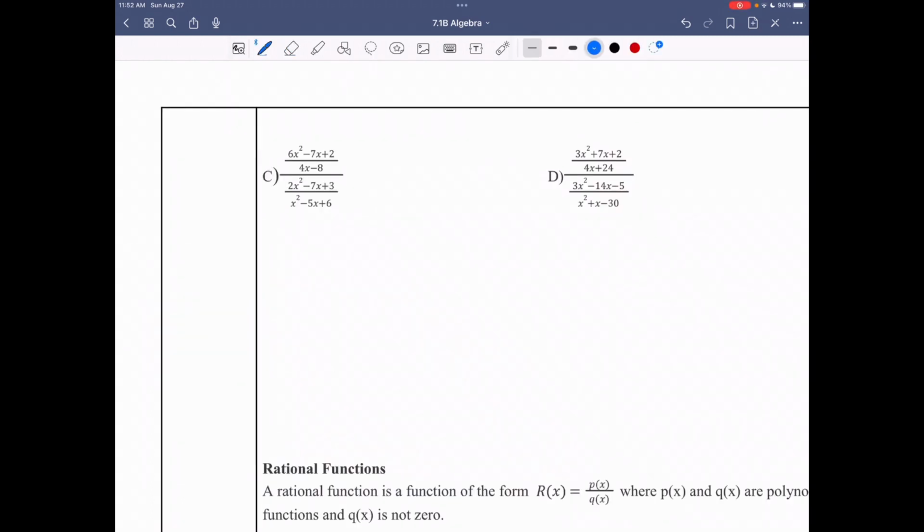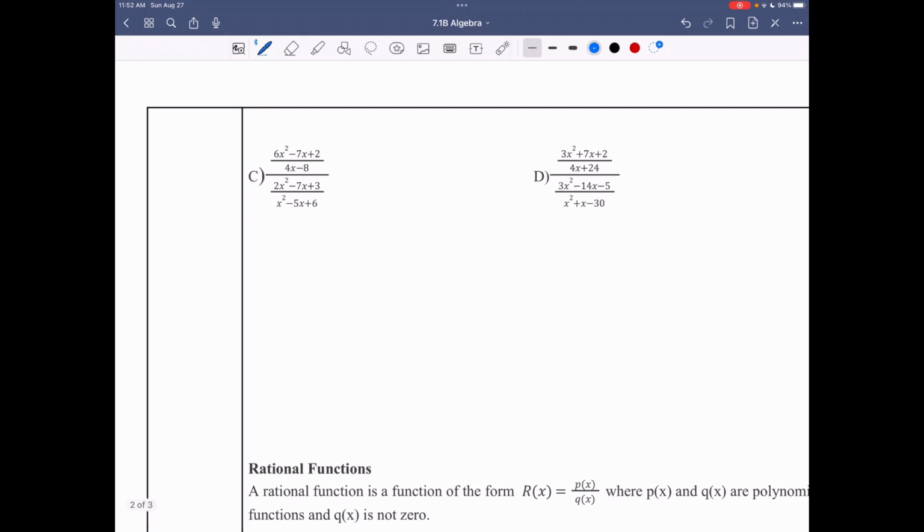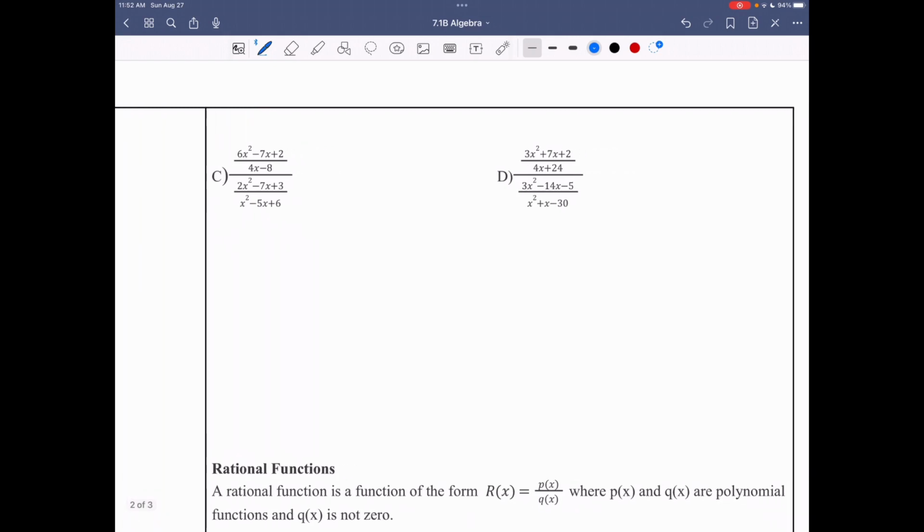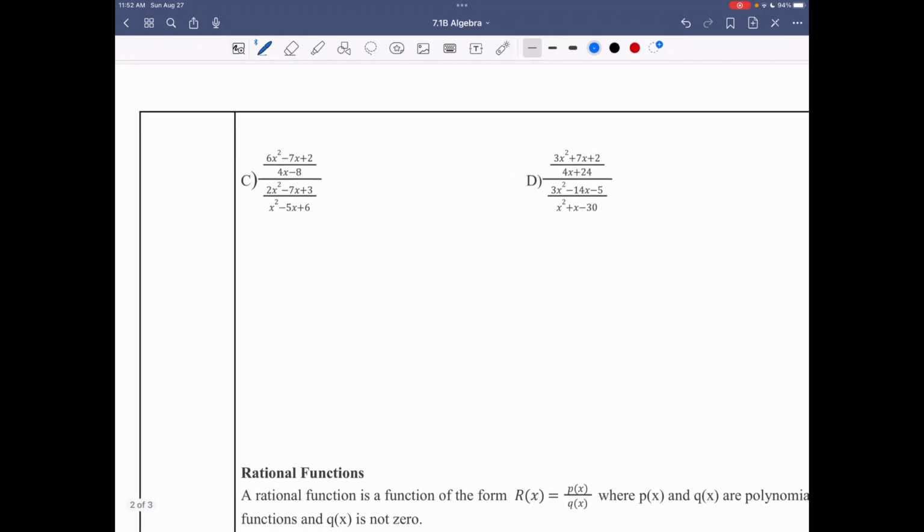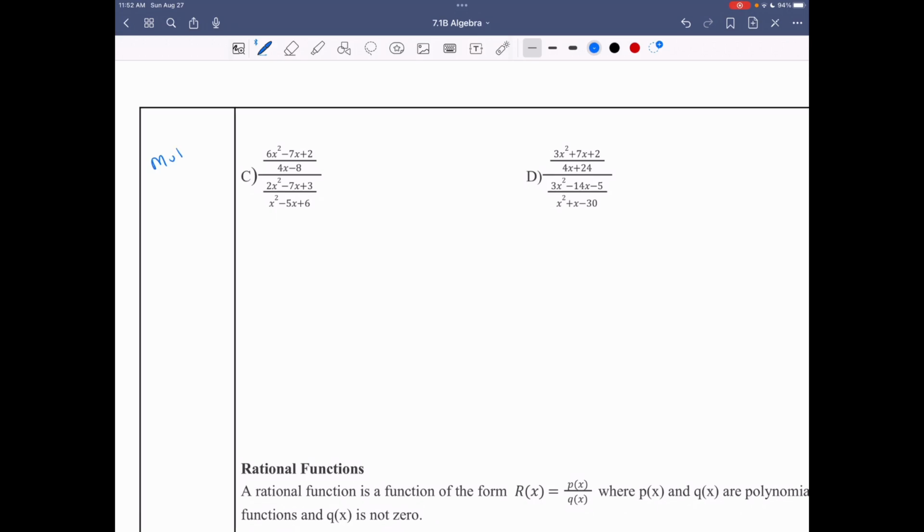For C and D, we're still dividing, and what we can do here is multiply by the reciprocal. So let's put that in our Cornell notes. Multiply by the reciprocal. Or sometimes I say keep, change, flip.